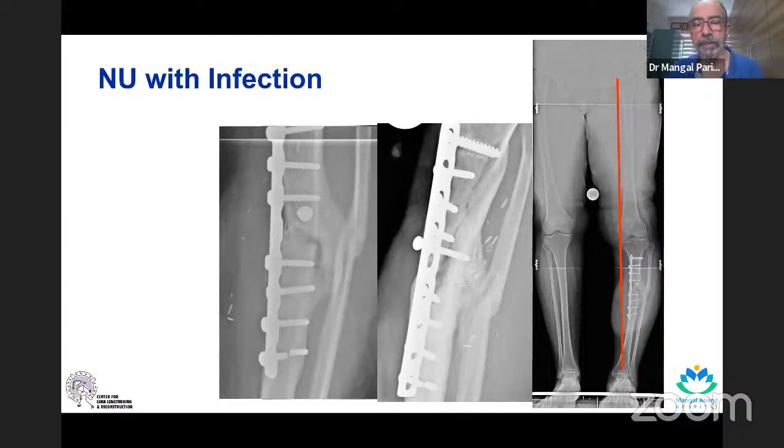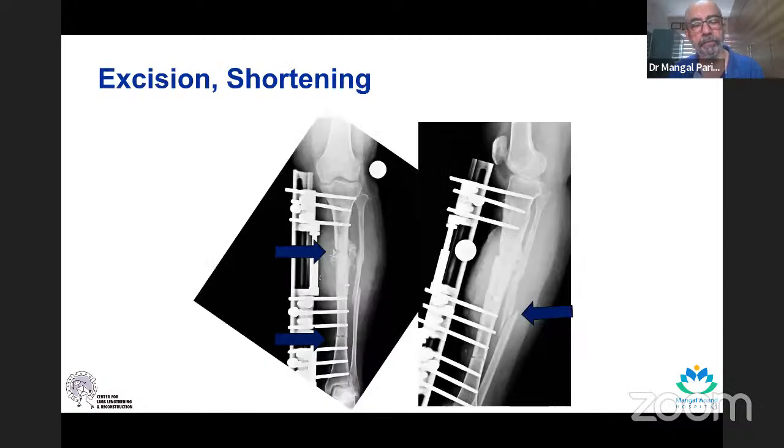So this was a non-union with infection. So we've excised the infected area, cleared the infection, excised some part of the bone, and shortened that area of the bone, and then lengthened it through an osteotomy which is lower down. So then I don't have to bother about all of those issues related to bone transport.